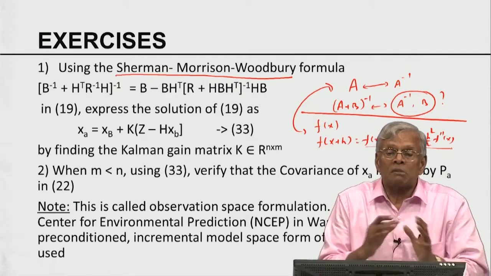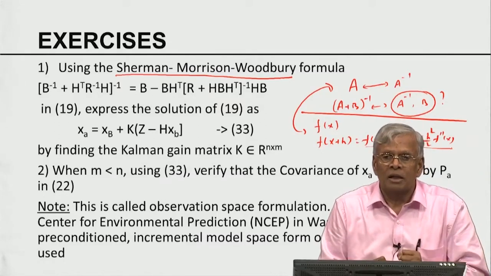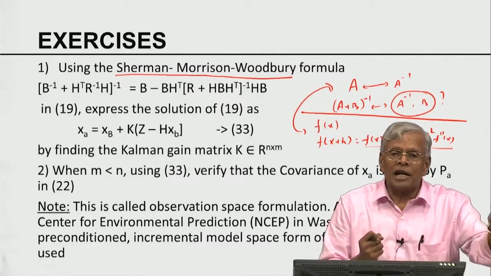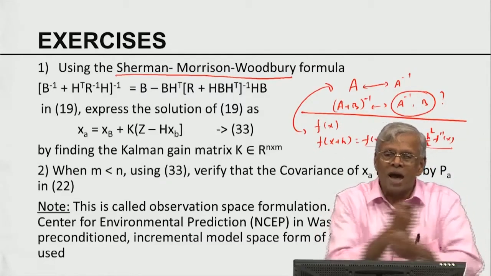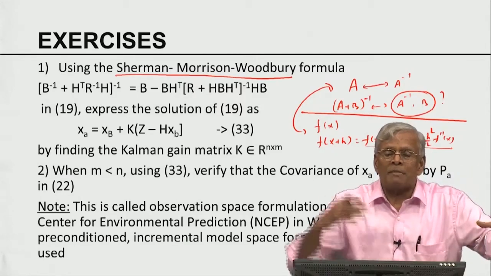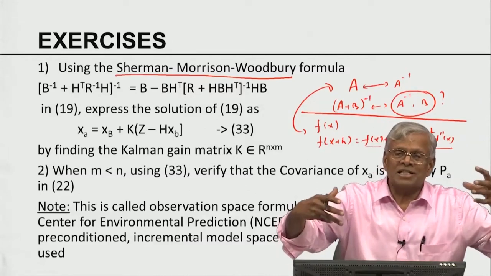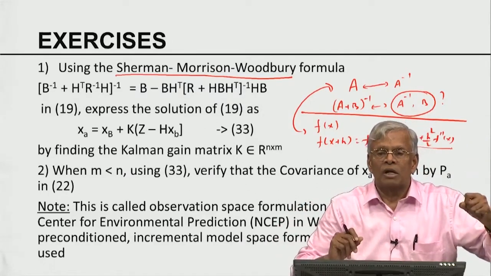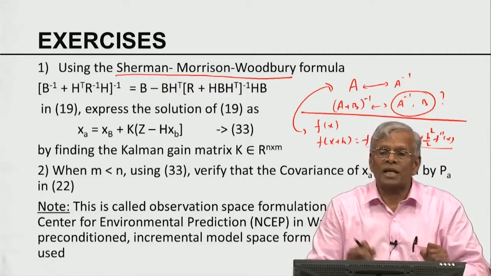In fact, the Sherman Morrison formula plays such a crucial role in data simulation, especially in trying to relate the data simulation formulation from model space to observation space. Why is this relation needed? The model space is n-dimensional, observation space is m-dimensional. It is seldom that m is equal to n. So either m is greater than n or m is less than n. So what is it that we would like to take advantage of?